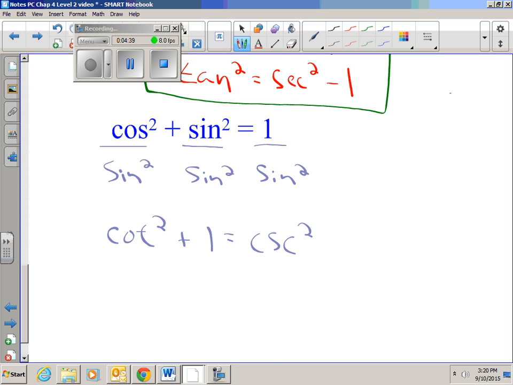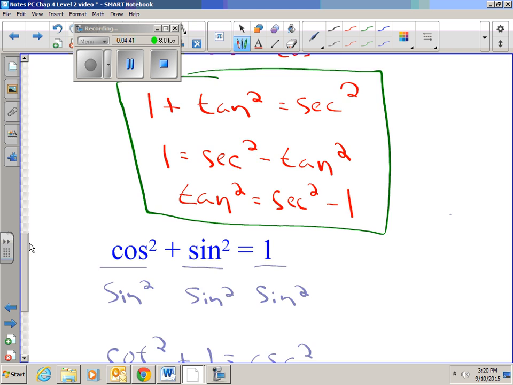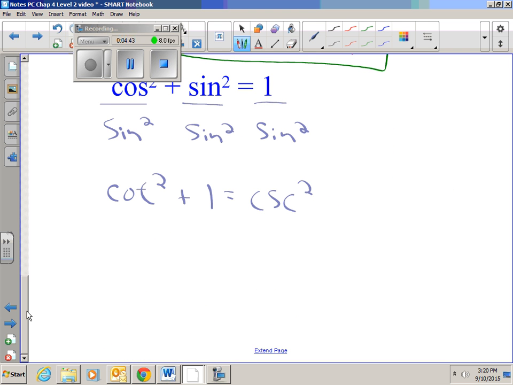Once again, I can rewrite each of these equations as not only cotan squared plus 1 is equal to cosecant squared, but I can do 1 is equal to cosecant squared minus cotan squared, or I can do cotan squared is equal to cosecant squared minus 1. Okay, there are your identities.